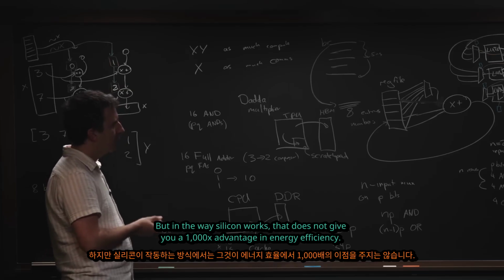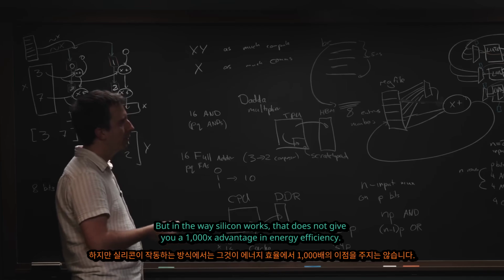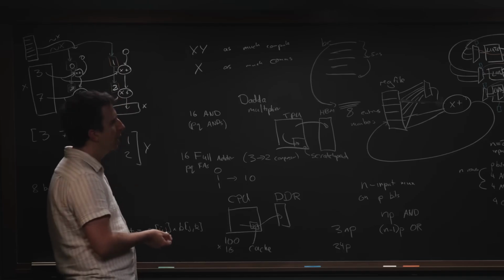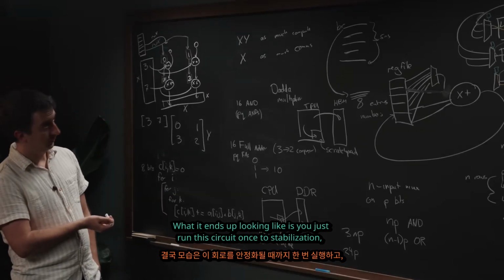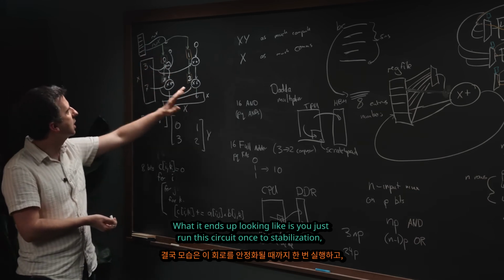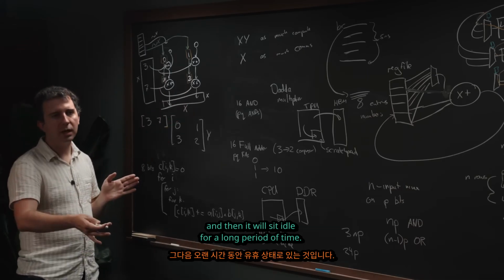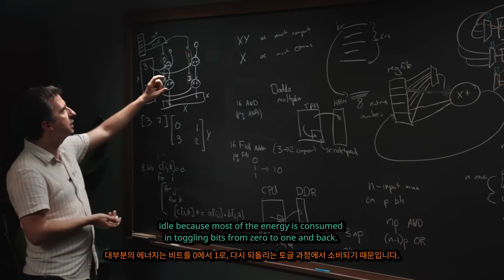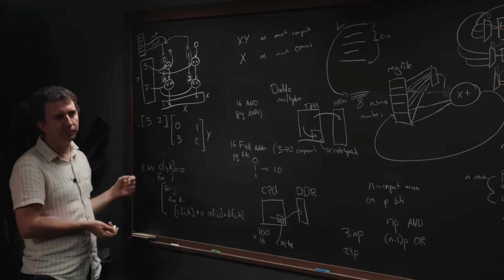There is, in the way that silicon works, that does not give you a 1,000x advantage in energy efficiency. So what it ends up looking like is you just end up running this circuit once to stabilization, and then it'll sit idle for a long period of time. It doesn't consume a lot of energy while it's sitting idle because most of the energy is consumed in toggling bits from 0 to 1 and back.